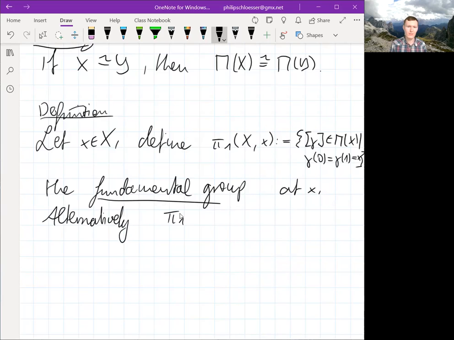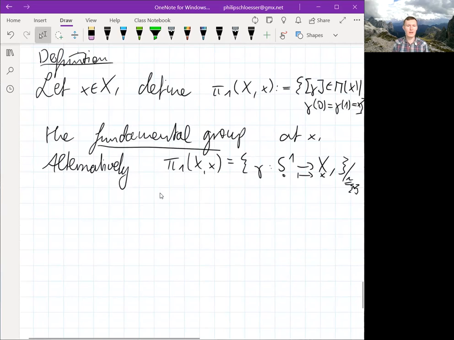So we could also say that we have maps from S1 to X that map some distinguished point to our point x, and when we consider that again modulo homotopy relative to some distinguished point on the one sphere, or the circle, now we don't have that obstruction anymore that we can't compose every path. So we indeed have a group.